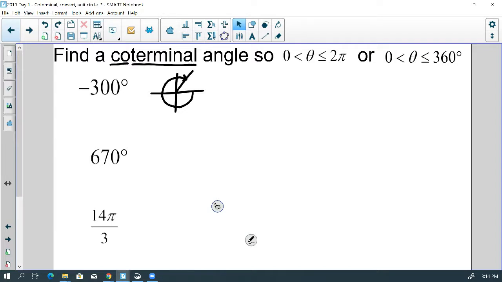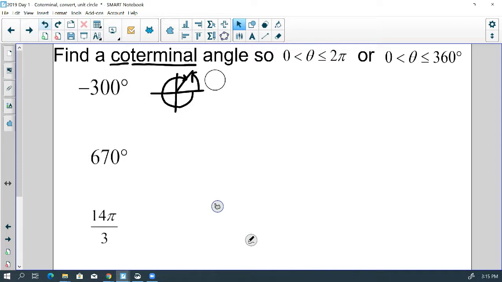Is there another angle that stops right here? Is there another angle that terminates with negative 300? And yes, there is. It is this positive angle. So to find any coterminal angle, all you have to do is add or subtract an entire circle. Just add or subtract a whole circle.